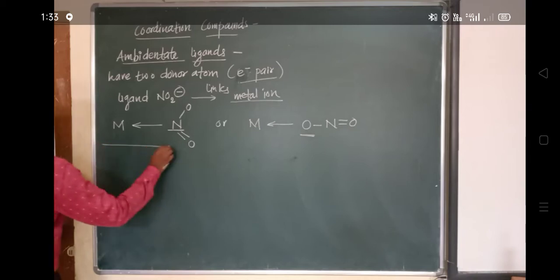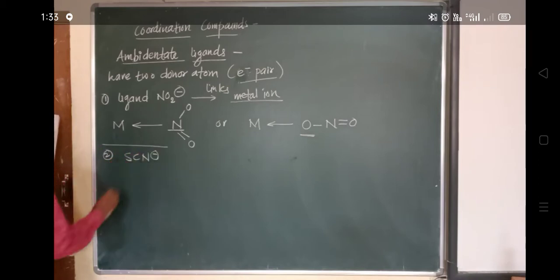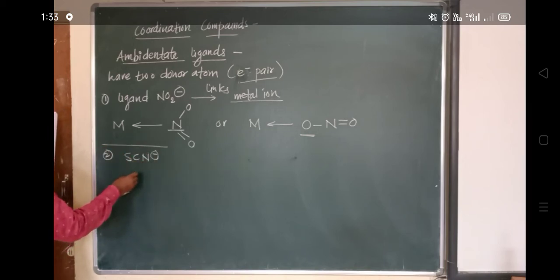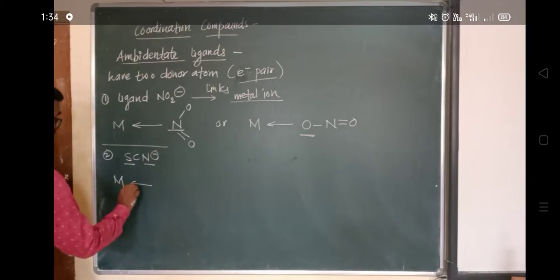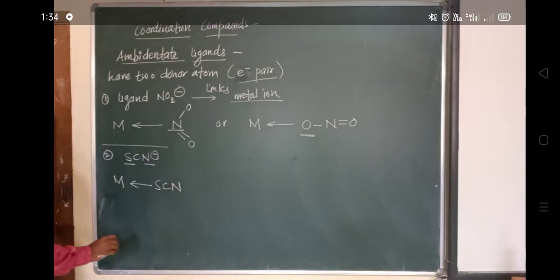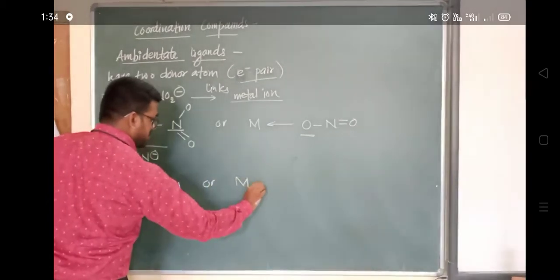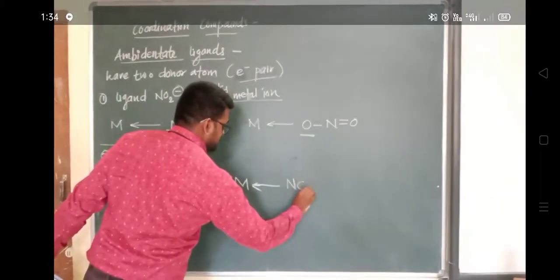This is the first example of this ligand, that is NO2. The second example is SCN minus. This is another ligand which has two donor atoms, one is nitrogen and the other is sulfur, and these are linked with a coordinate bond. So this is a metal ion, and this is SCN, or another way, this is a metal ion and this is NCS.